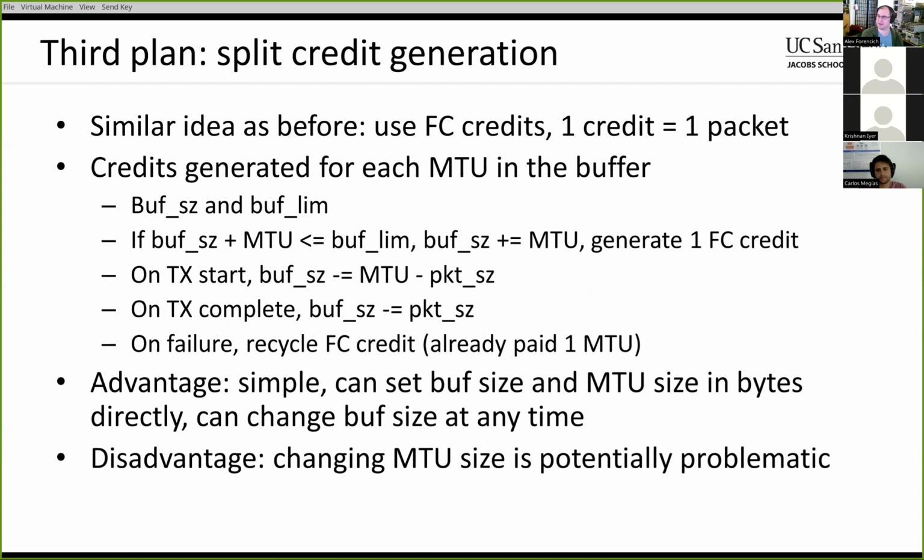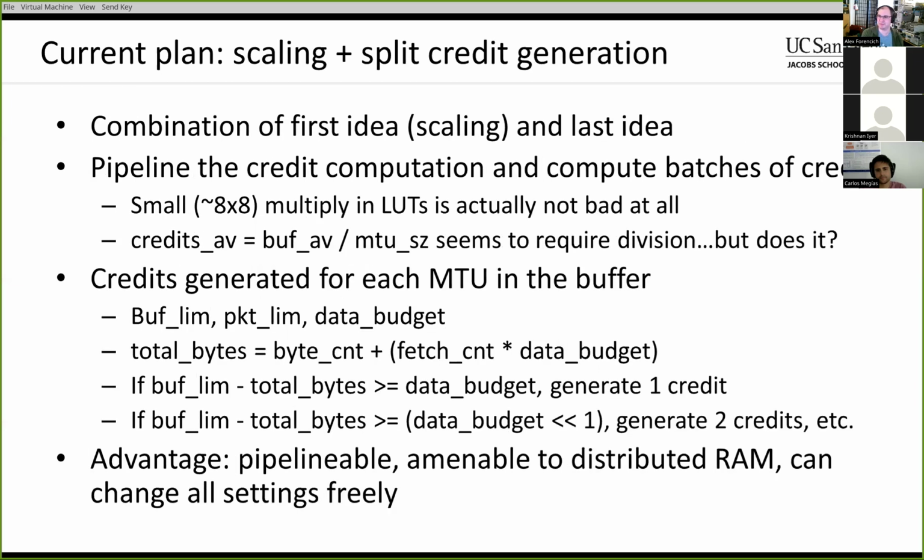But then I thought, wait, I could take this first idea and the last idea and combine them together. So this is what I actually ended up implementing, where we do both scaling and the split credit generation. The idea is pretty straightforward. We do the first one to figure out how much buffer space we have available, and then you just figure out how many MTU-size packets you can fit in there. So the first thing I realized is that an 8x8 multiply in LUTs is not bad.